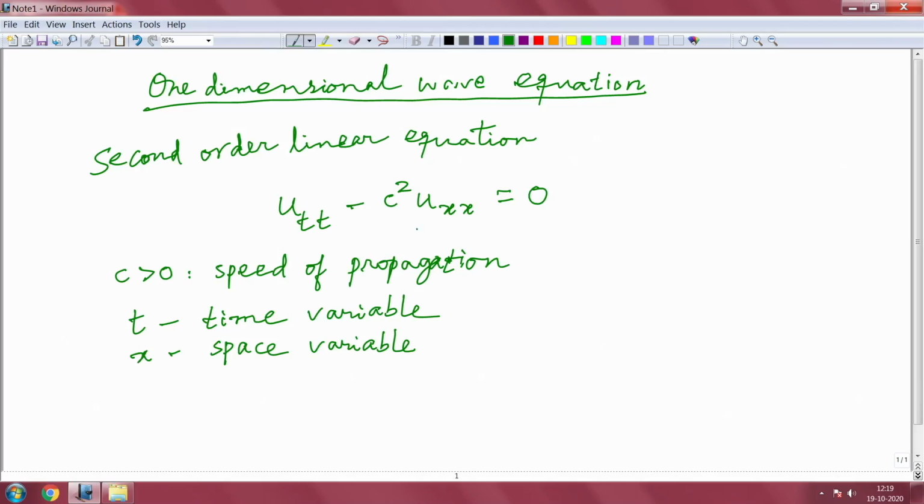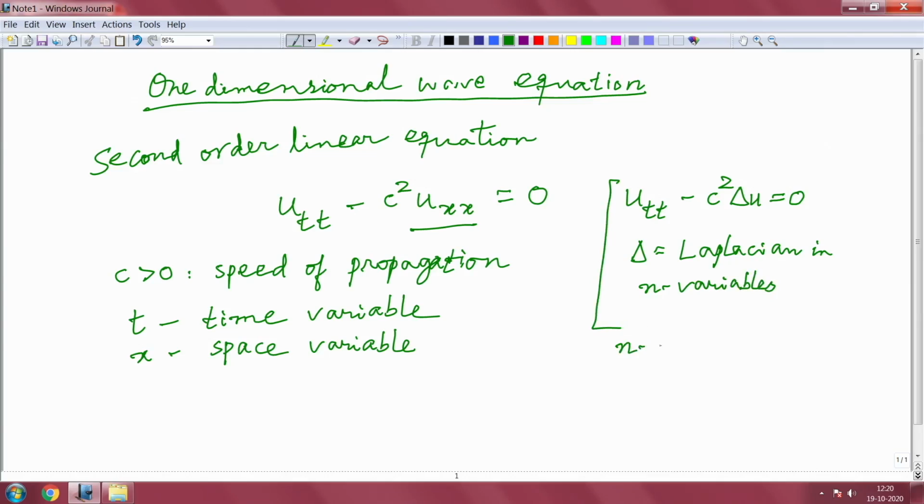If you replace this u_xx by the Laplacian of u, and the Laplacian is the Laplacian in n variables, which you will study during the discussion on the Laplace and Poisson equations, then this is termed the n dimensional wave equation.